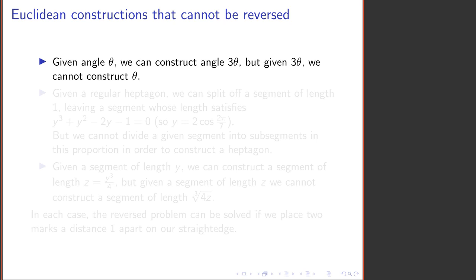So here are three constructions that can be done with a compass and an unmarked straight edge, the sort of compass constructions that are described in Euclid's Elements, but they all have the property that you can't run them backwards. First one, if you give me an angle theta, I can certainly triple that angle. I can construct an angle of 3 theta. On the other hand, if you give me an angle and ask me to trisect it, I'll say, I can't do it. I can trisect a line segment, okay, but I can't trisect an angle.